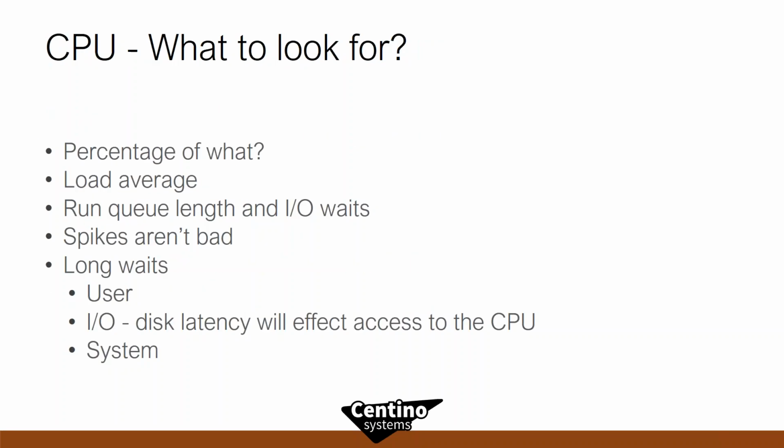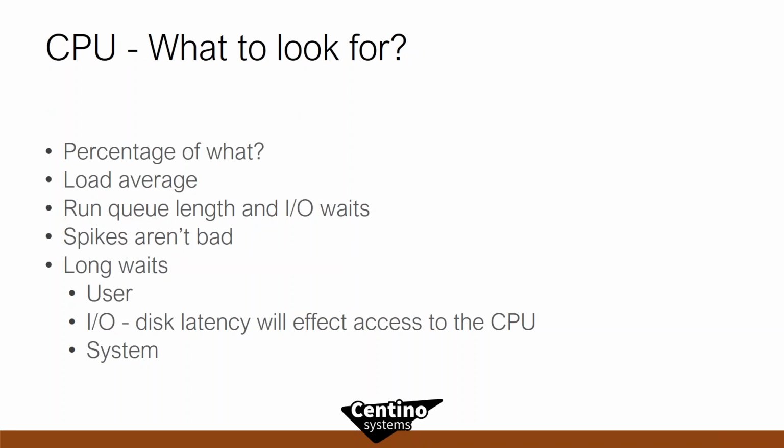Okay, so let's talk about what to look for on processors. Now we know how scheduling works and the life cycle of a process and how those can influence things. Let's talk about some of the characteristics that we want to look for on a Linux system for CPU.